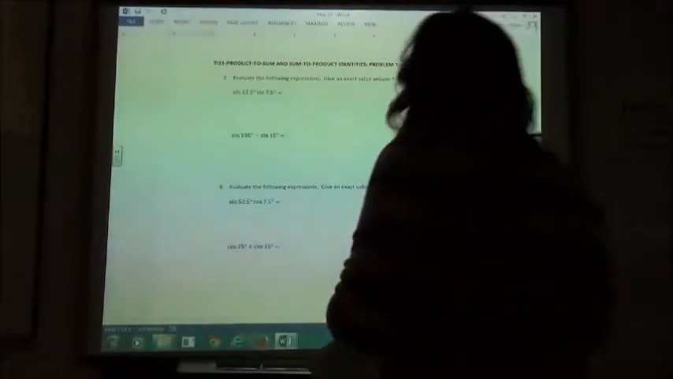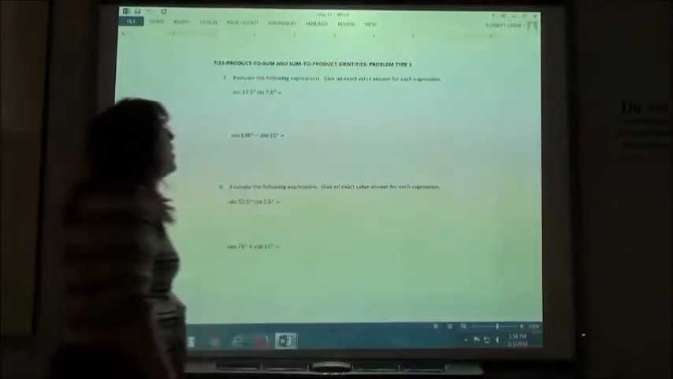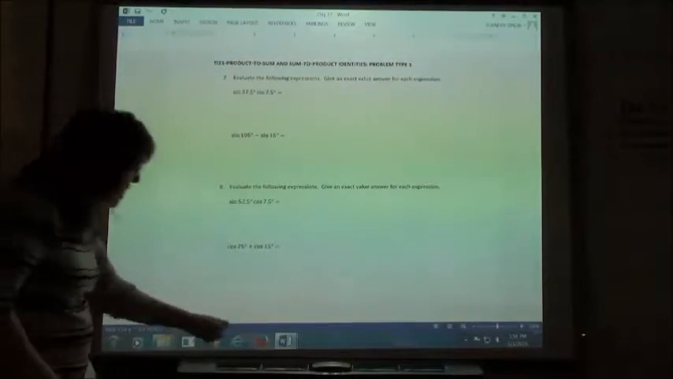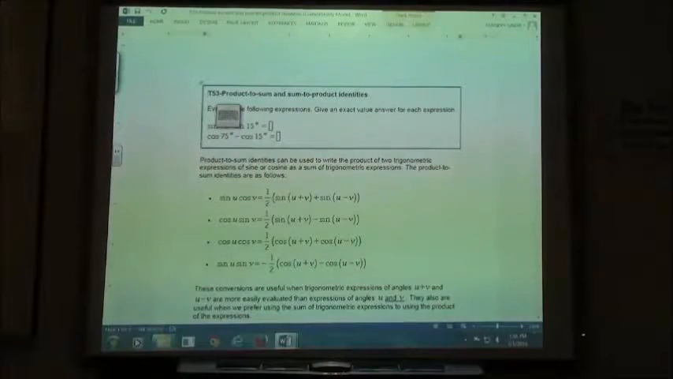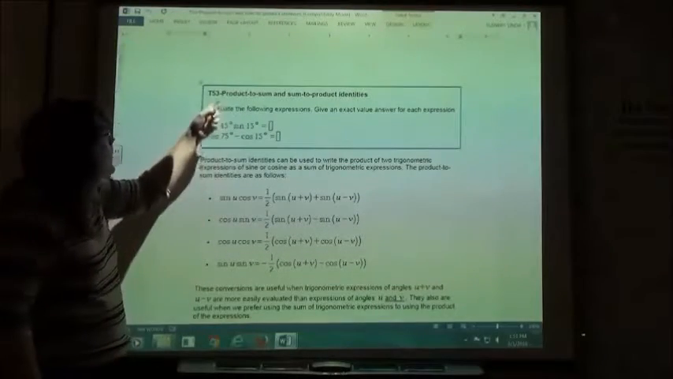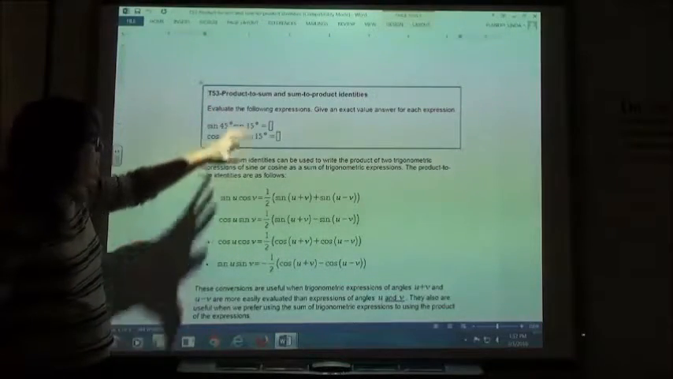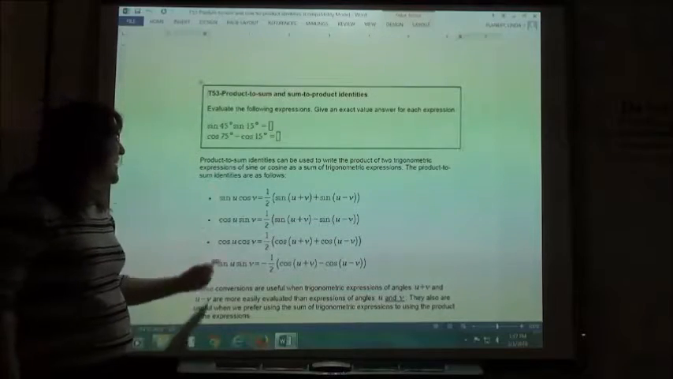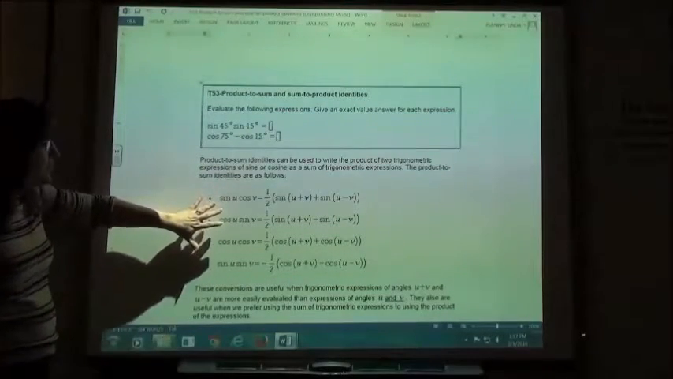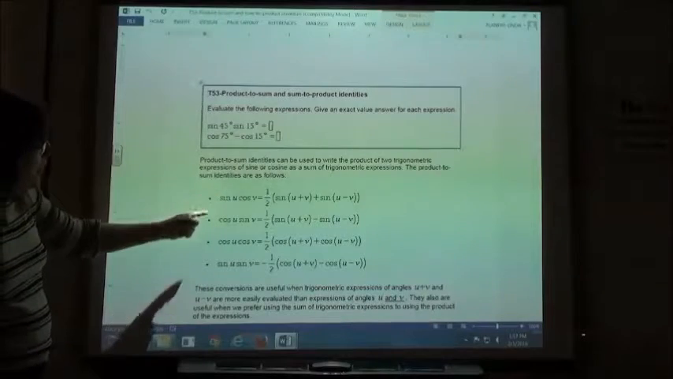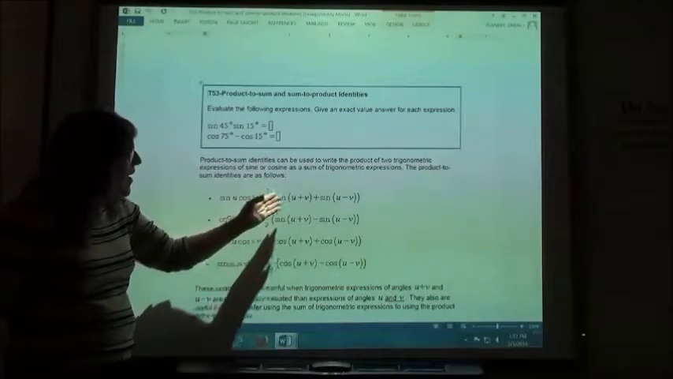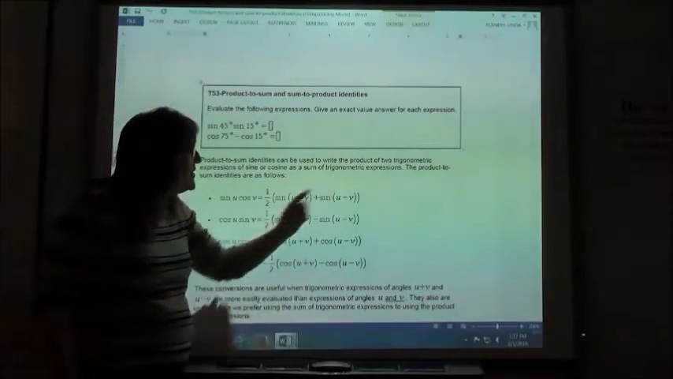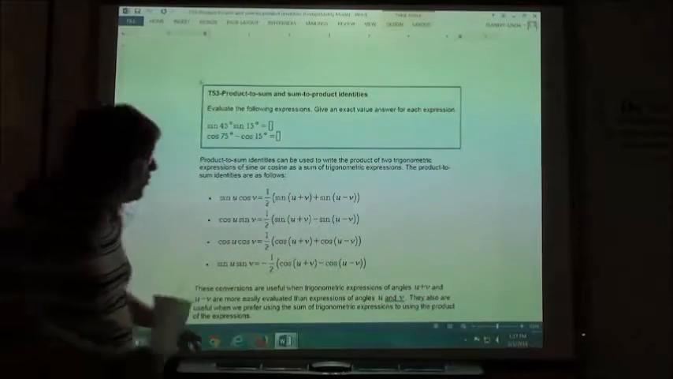All right, 7, 8, and 9 are product to sum and sum to product identities. Again, if you go to the ALEKS notes and bring up their formulas under the resources, you can go to the dictionary, type in product to sum or sum to product. It's going to give you the different identities. We have 2 different sets. These ones are the products to sum, so if I have sine of u, cosine of v equals 1/2 sine of u plus v plus sine of u minus v, and so forth.